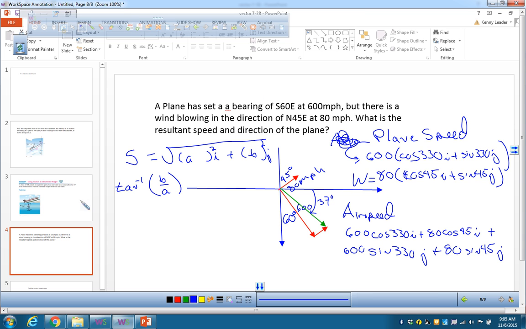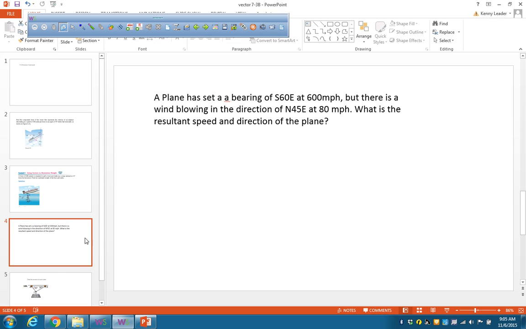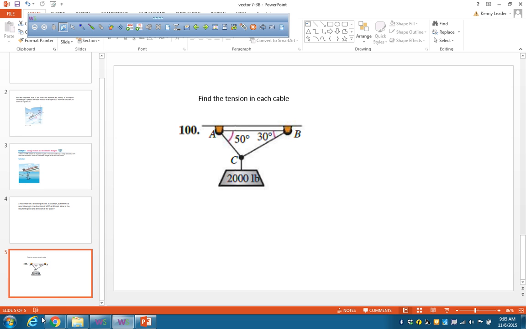You guys, I got to tell you, there's one more problem. I'll end up going over it on Monday. Okay, it's this kind of problem, which is a static equilibrium problem.